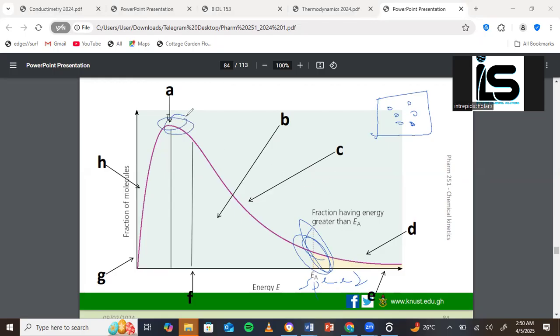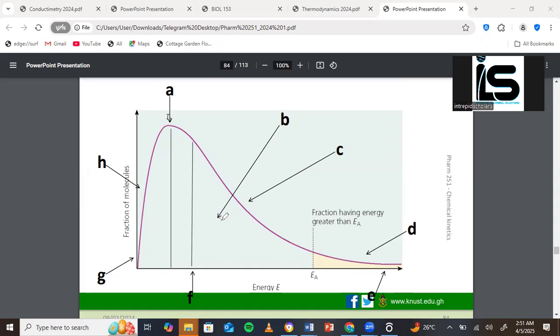Now, the peak, where the fraction is peaked here, is the most probable energy. So this represents the energy of most of the particles. Most of the particles would be found to have a particular energy, and the peak here shows the most probable energy.